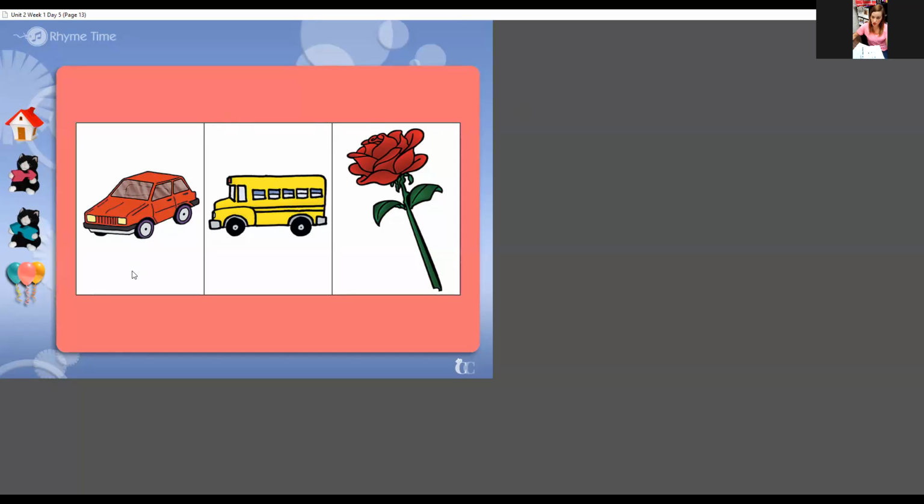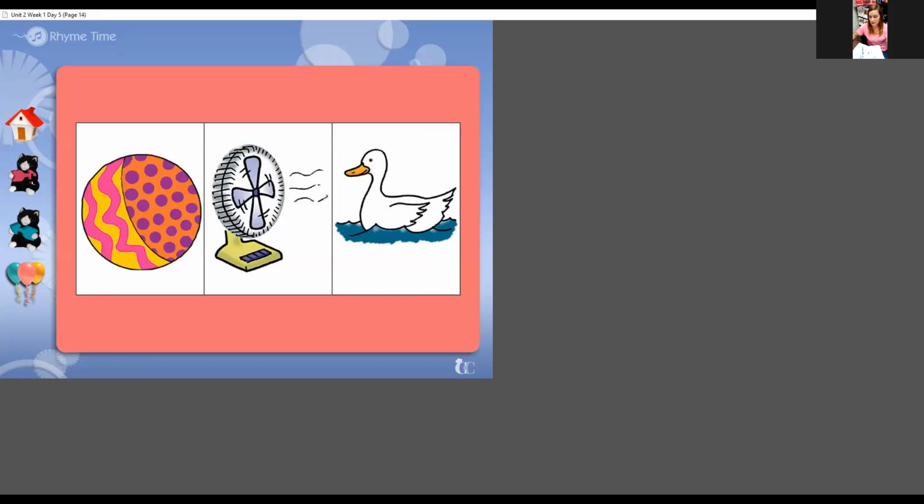So I have car, bus, and rose. So think: nose, toes, car. Does that rhyme? Nose, toes, bus, or nose, toes, rose? Rose. Do you hear how they all have the O's ending? Let's look at the next one.